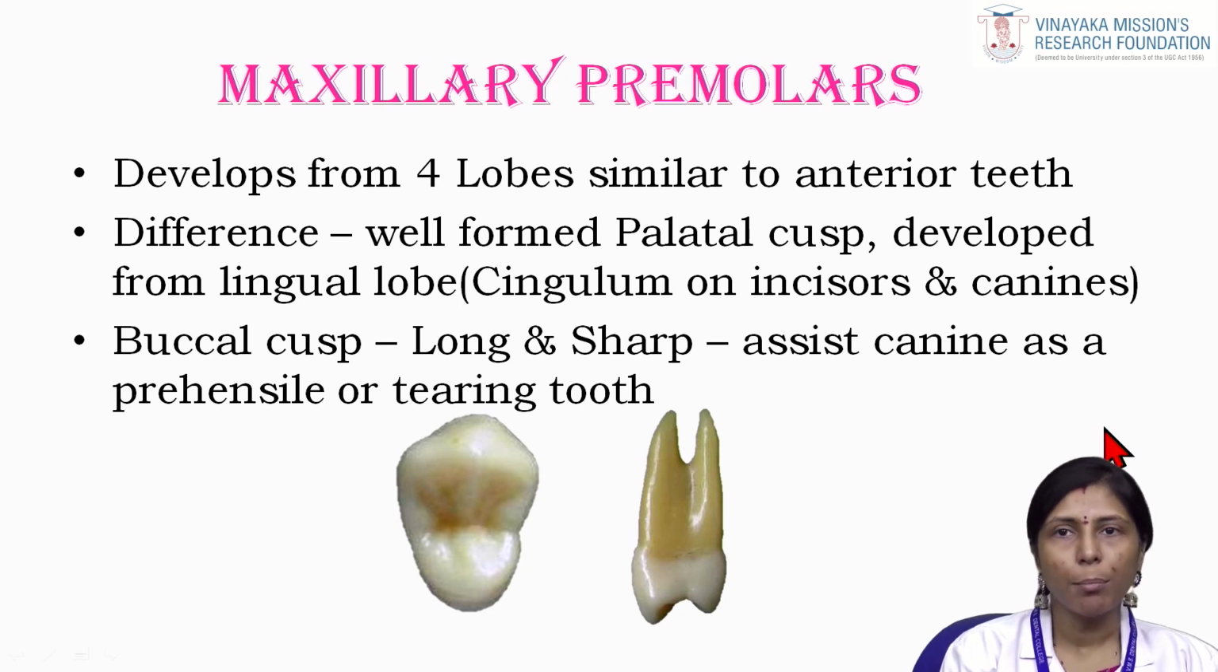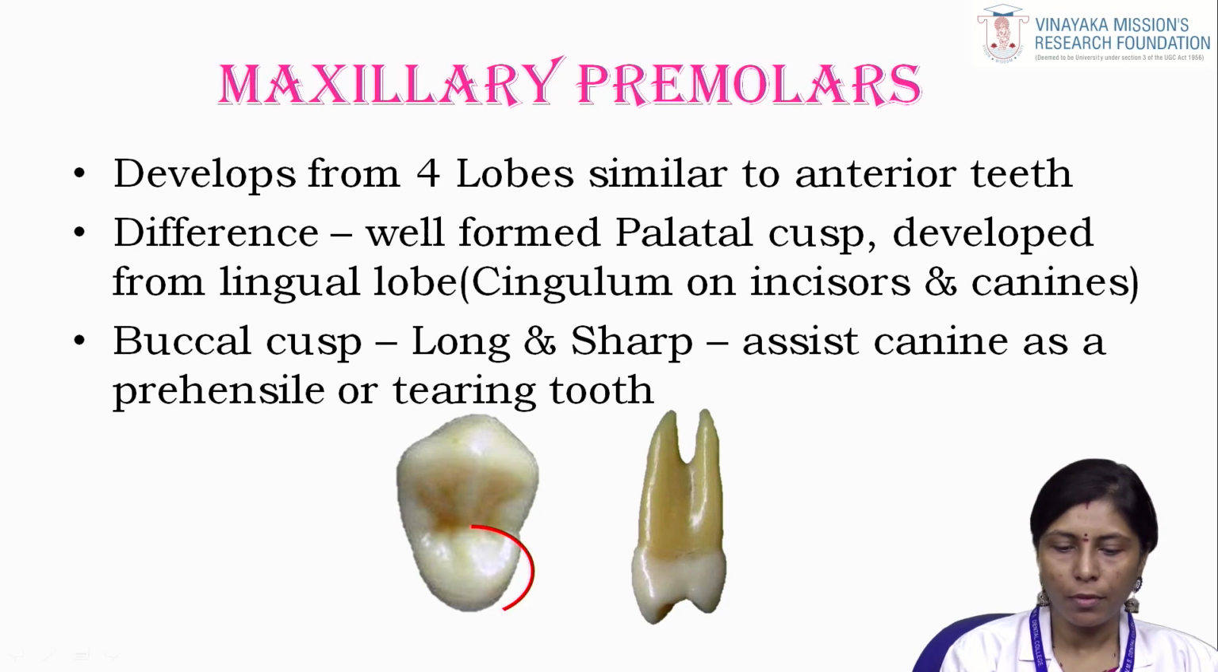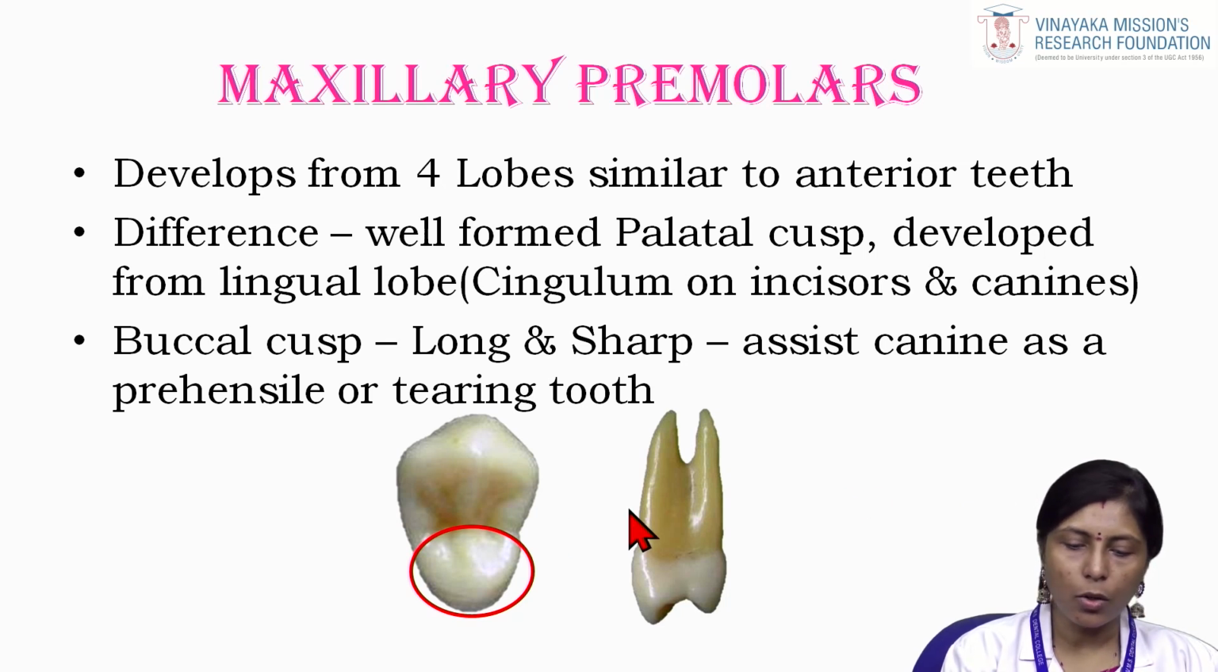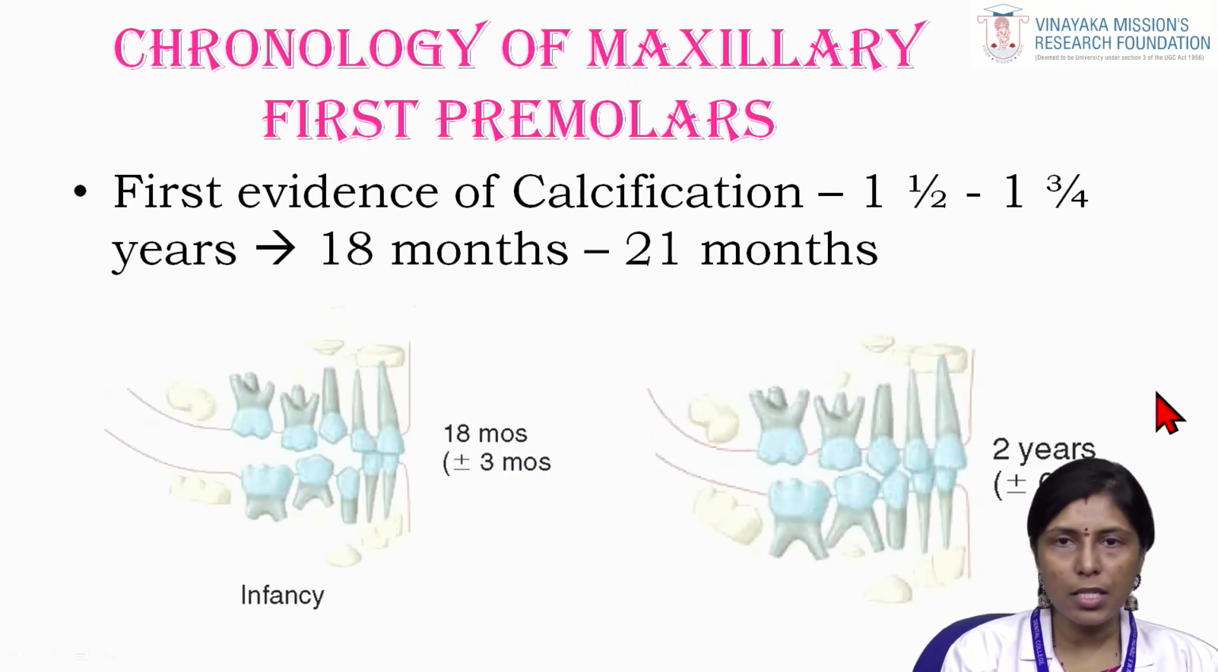In case of premolars, it develops into a palatal cusp, which is seen very obviously. This is the occlusal aspect. You can appreciate the palatal cusp here. This is the mesial aspect of the tooth. Here you can see a buccal cusp and a palatal cusp, right. So the buccal cusp is going to be long and sharp compared to that of the palatal cusp, and this cusp will help in the canine for tearing the food. And this is a tearing tooth along with canine.